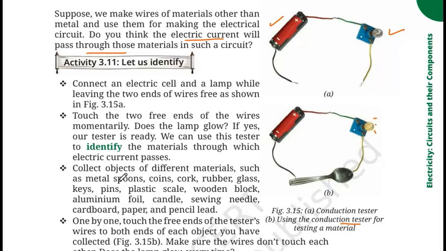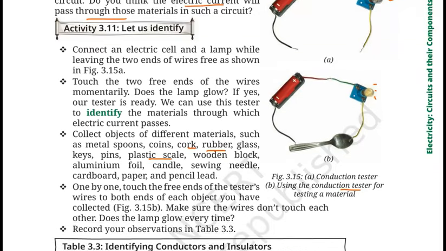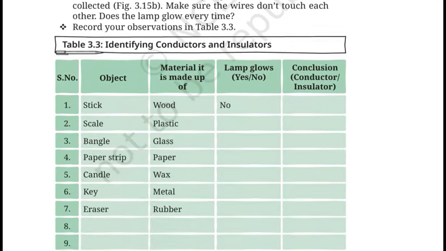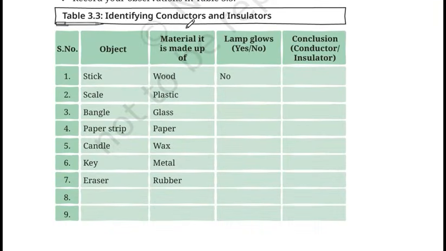But if you connect something like a rubber or a cork, glass, keys, pins, plastic scales, try with different things and see whether current flows through it or not. The materials that allow the flow of current and make the electric bulb glow are conductors. The material that does not allow electric current to flow through it and the bulb does not glow is an insulator.